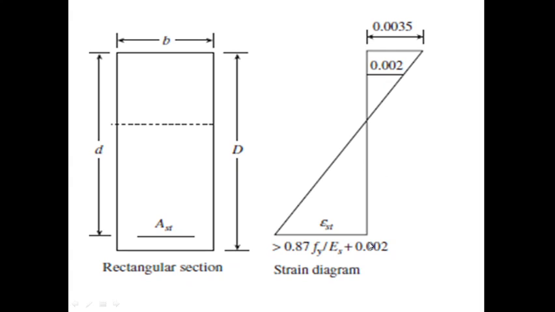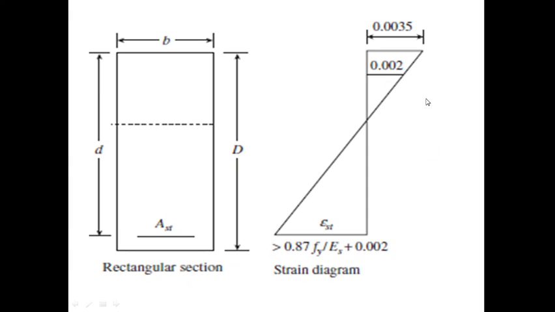Now below the neutral axis, this is the level of steel. Here the strain is 0.87 Fy upon Es plus 0.002 in the tension steel. So this diagram is nothing but the strain distribution diagram for a singly reinforced beam as per limit state theory given by IS 456 2000 for balanced condition or critical condition.